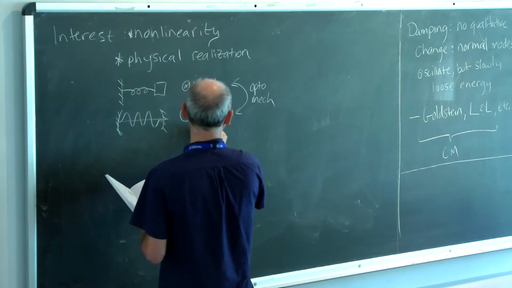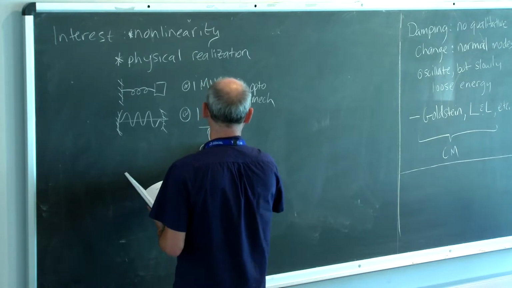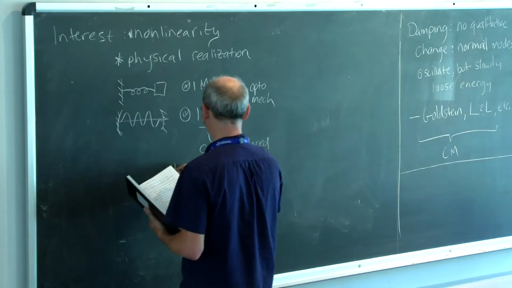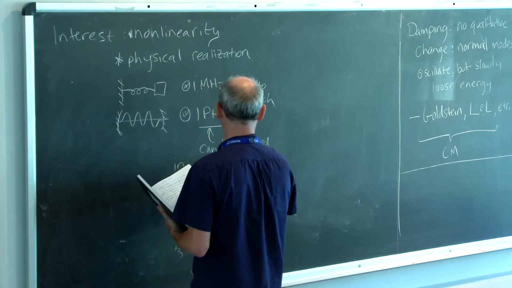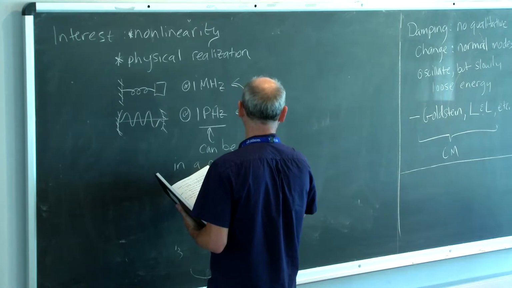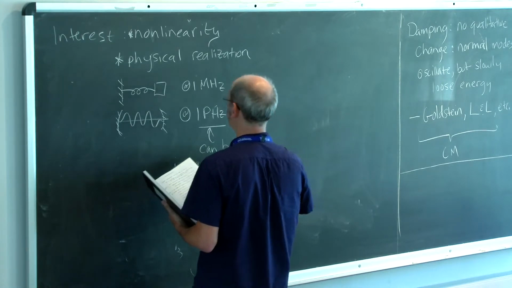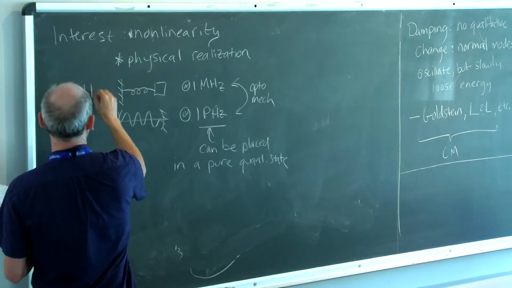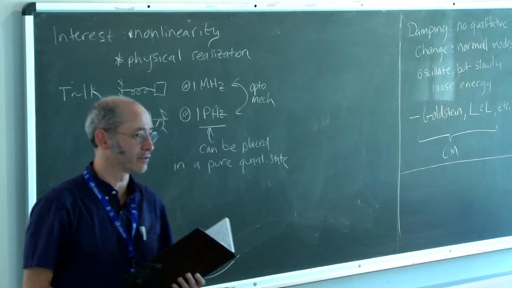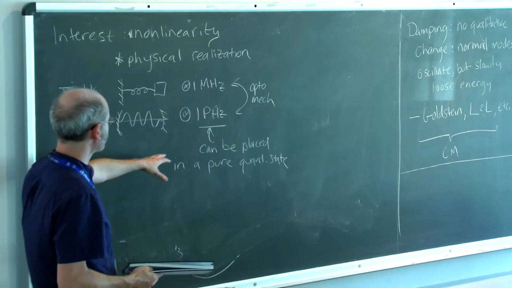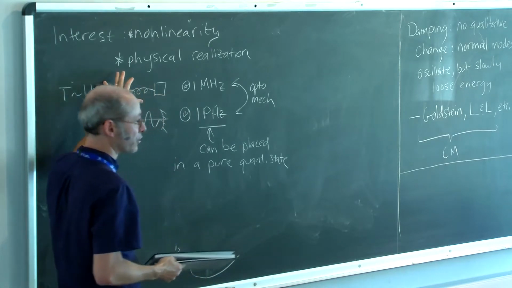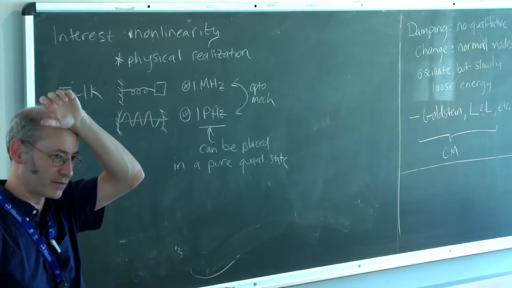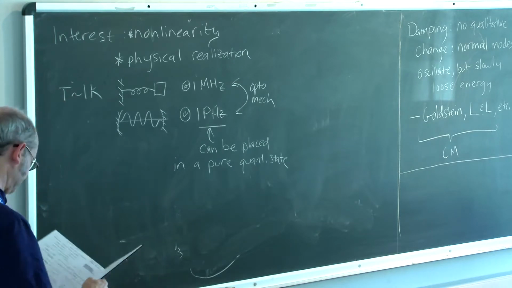So for example, if this frequency is high enough, it can be placed in a pure quantum state, and if the coupling to this mechanical oscillator, which normally is at some high temperature like a Kelvin or so, is sufficiently strong, the purity of this quantum state can be transferred to this normally impure thermal state. This is the beam splitter interaction that I think you guys heard about earlier this week.